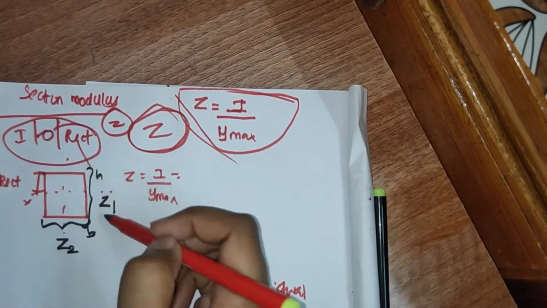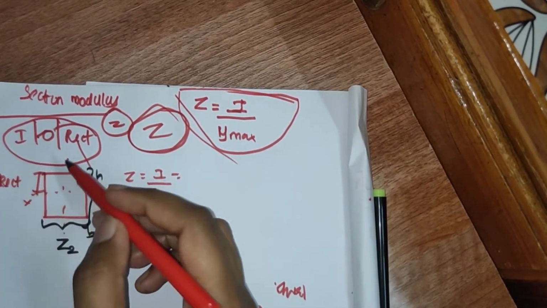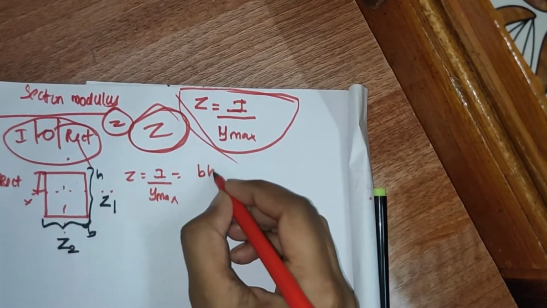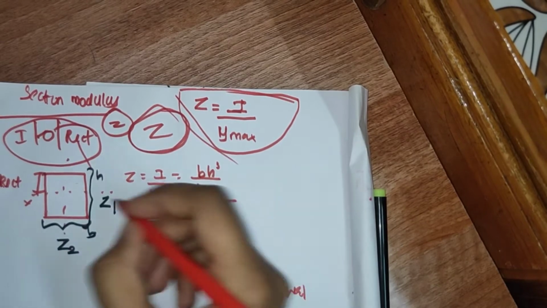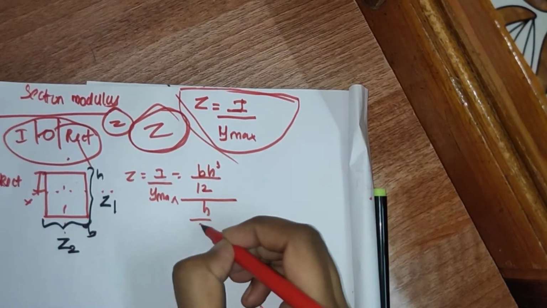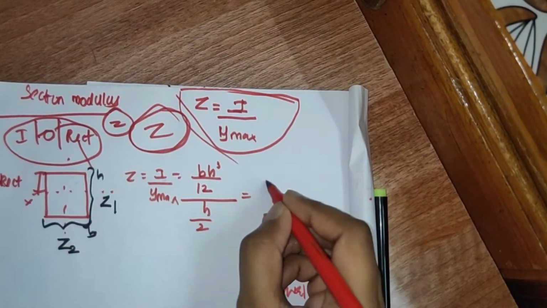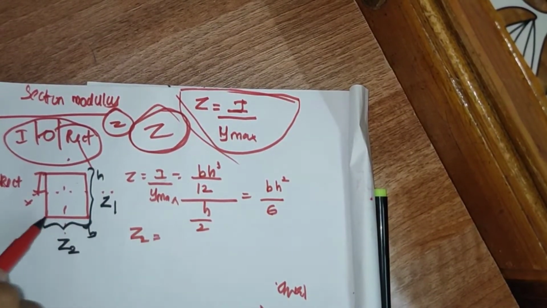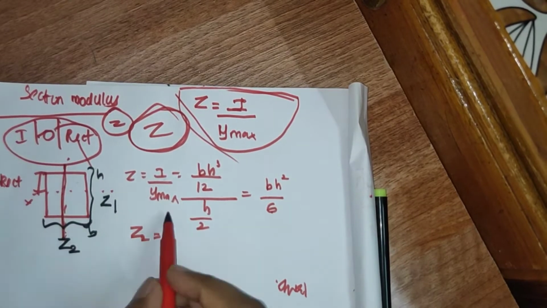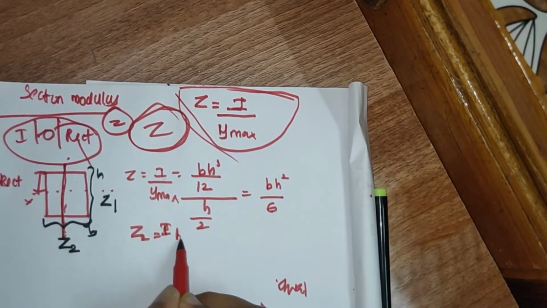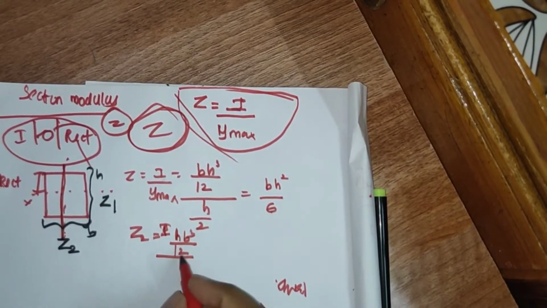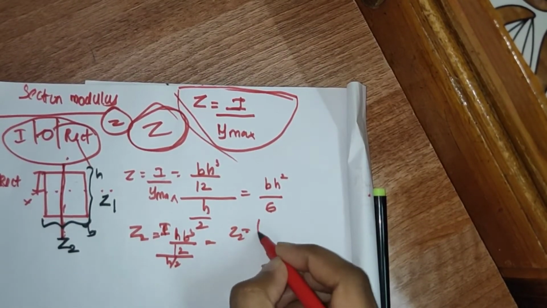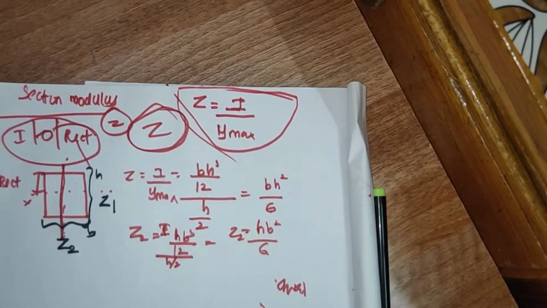While considering this Z1, I am considering here it is breadth and here it is depth. So we will be getting I is bh cube divided by 12, divided by y max, which is h by 2. So while solving we get bh square divided by 6. And for Z2, I is hb cube divided by 12, divided by h by 2. So Z2 equal to hb square divided by 6.